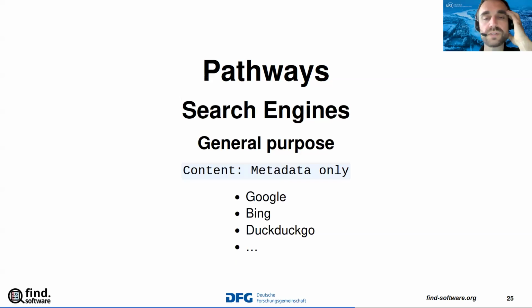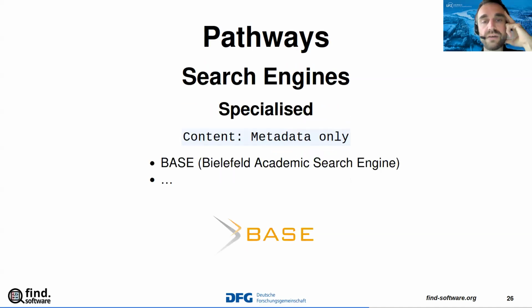Then obviously, when you're talking about discovery or searching, you have to mention the search engines. And here we have the general purpose search engines. So we have three categories. First is general purpose search engine, quite obviously Google, Bing, and so on. We have the specialized search engines.